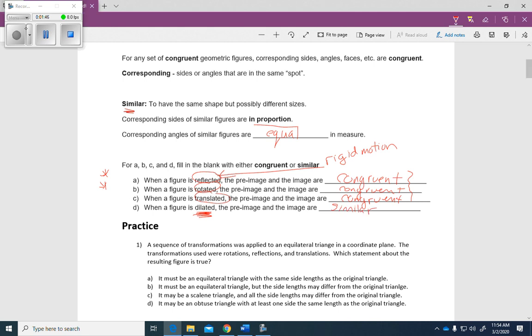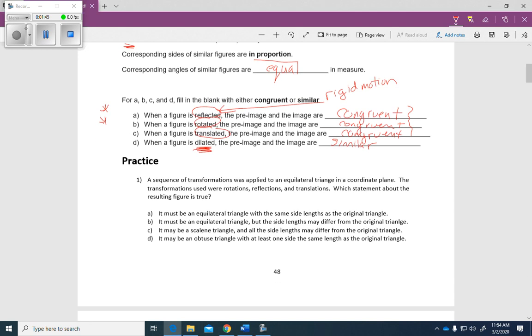So number one, a sequence of transformations was applied to an equilateral triangle. That means all sides are equal. The transformations used were rotation, reflection, and translation. So those are rigid motions, which means that the shapes stay congruent. Which statement about the resulting figure is true? It must be an equilateral triangle with the same lengths as the original. That's true. It must be an equilateral triangle, but the side lengths may differ. Not true. It may be scalene. Not true, because it has to be congruent.